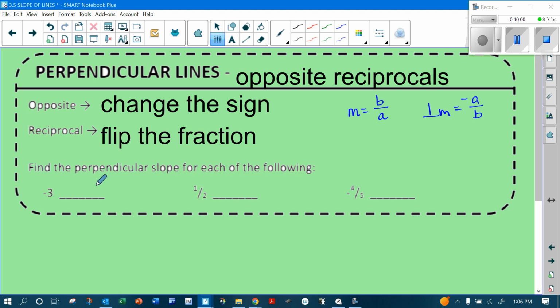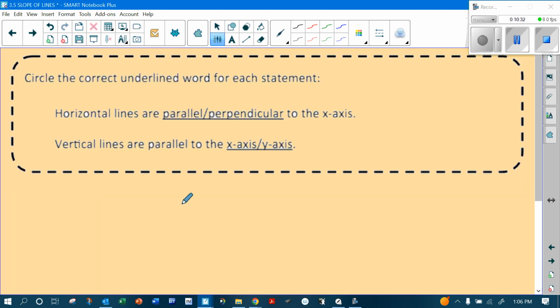So find the perpendicular slope for each. If I've got -3, that's really -3/1. So change the sign. If it's negative, this one's positive, and then flip it. 1/3. 1/2 is going to become -2/1, or just -2. -4/5 will become +5/4. So all you have to do is flip and change the sign. Super duper easy.